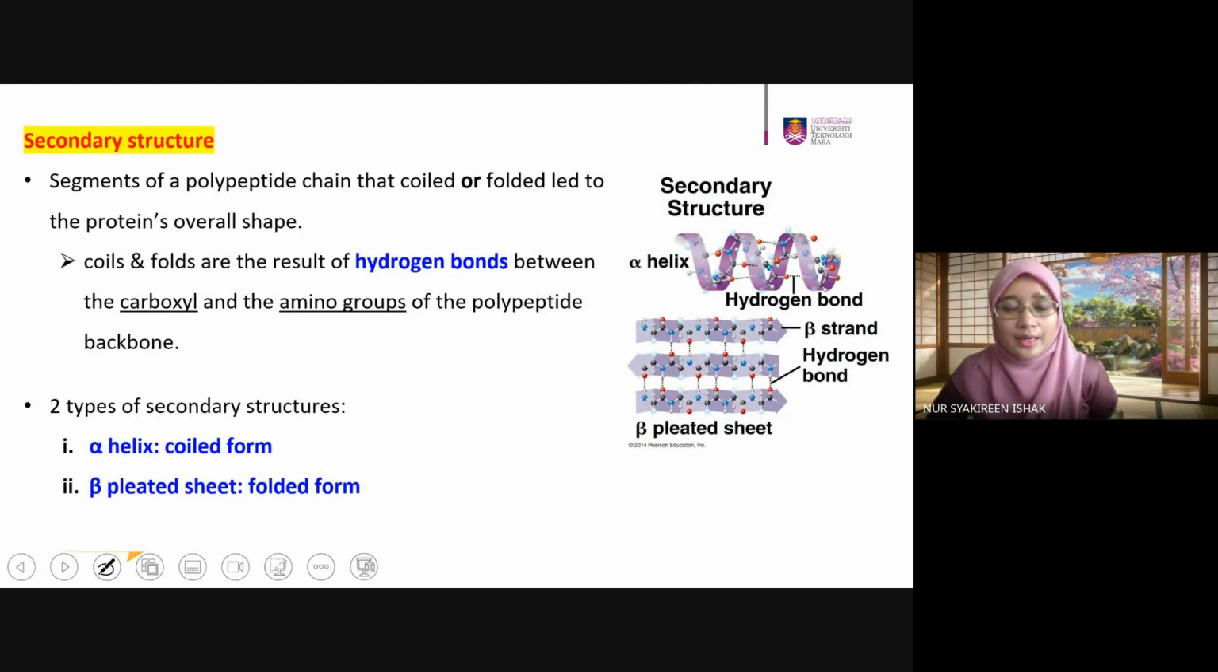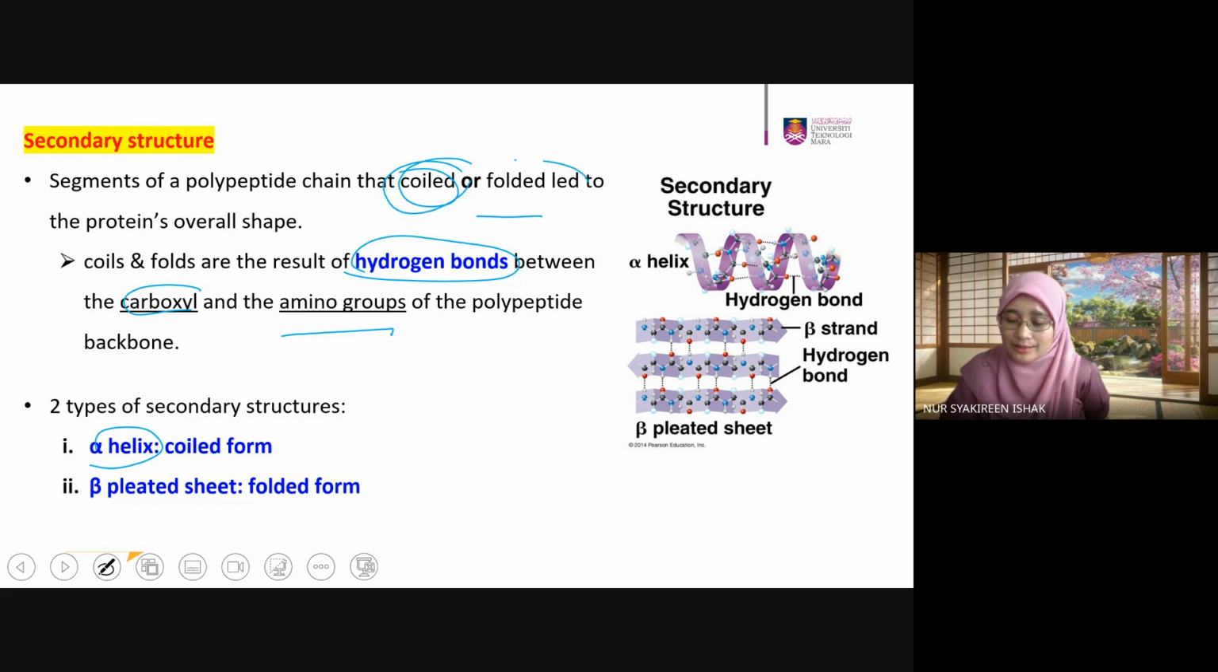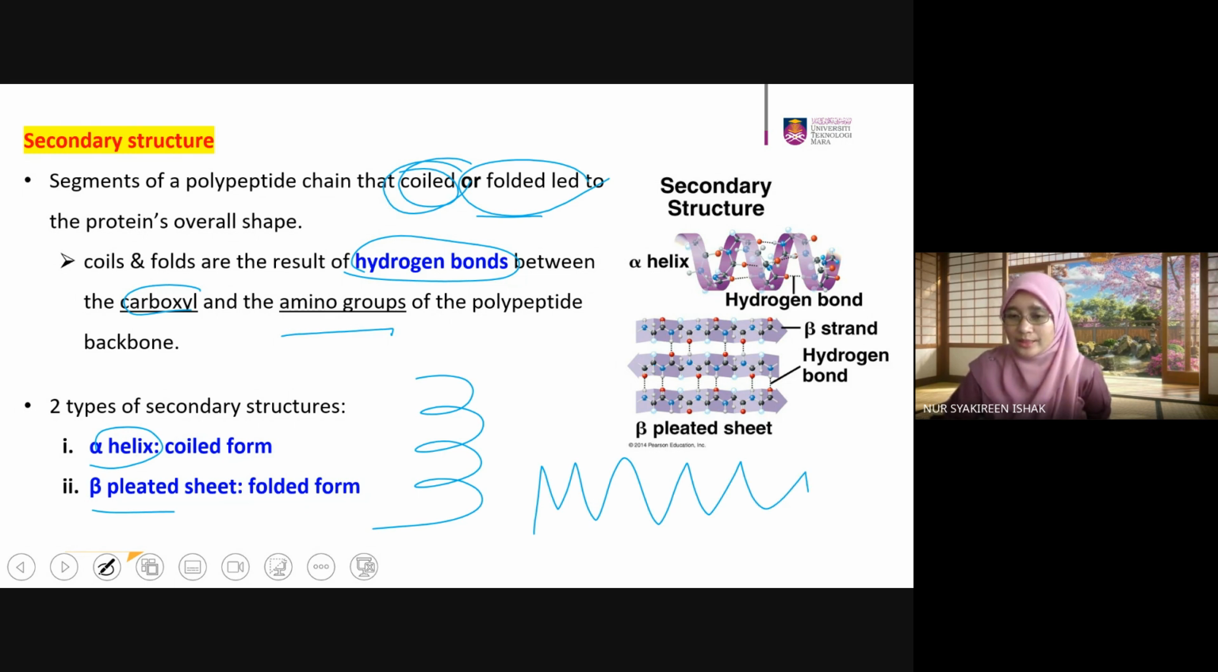Okay. So second, the secondary structure is a segment of a polypeptide chain that is coiled or folded, leading to the protein's overall shape. Coils and folds are the results of hydrogen bonds between the carboxyl and amino groups of the polypeptide backbone. The coiling of the polypeptide chain we call an alpha helix. The folded structure we call beta pleated sheets. So either coiled or folded. The coiling and the folding of this polypeptide chain is due to hydrogen bonds.